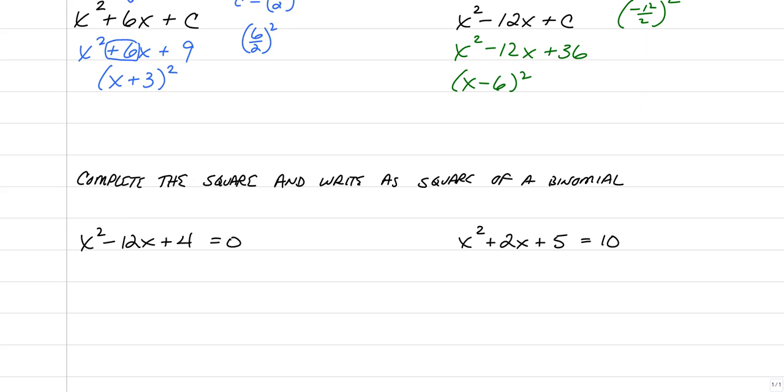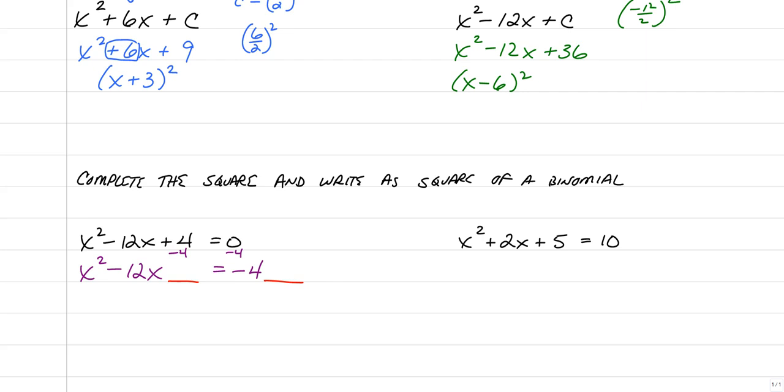So to complete the square and write it in terms of a binomial, the first thing you have to do is only have an x squared and an x. So similar to the last question, we still have our x squared minus 12x. But the first thing we have to do is move that 4 to the other side of the equation, because you cannot have it there. But since we're working in terms of an equation, you have to balance an equation.